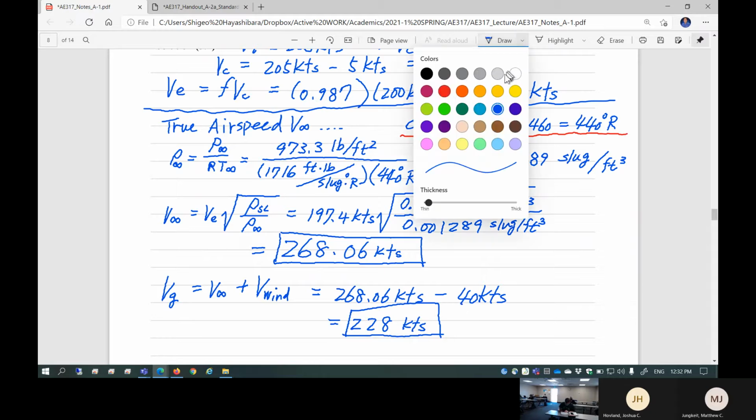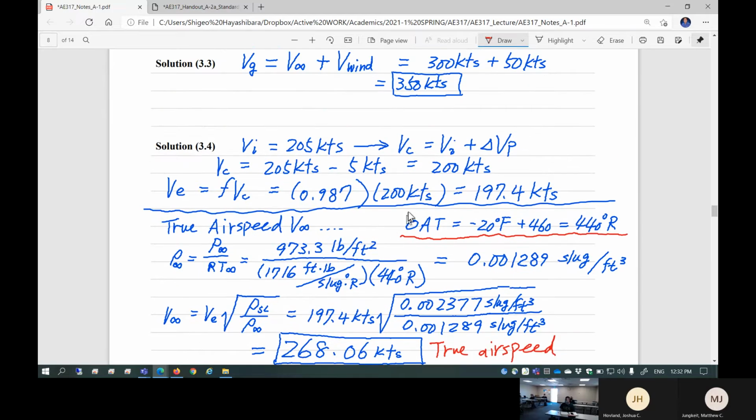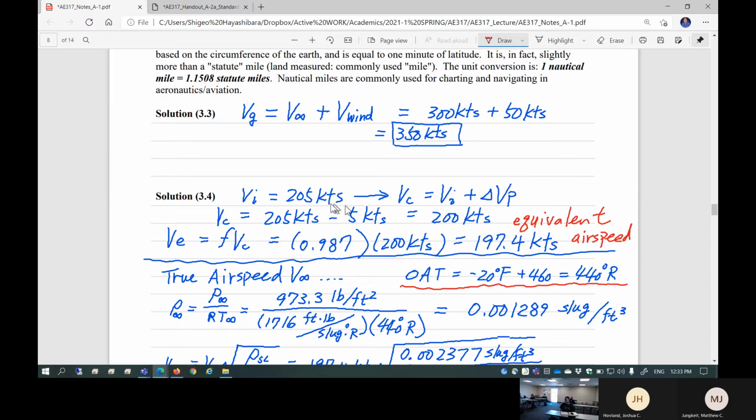Okay, so let me just point out a few important things here. So this is G, ground airspeed. This is true airspeed. And this is equivalent airspeed. And this is indicated.